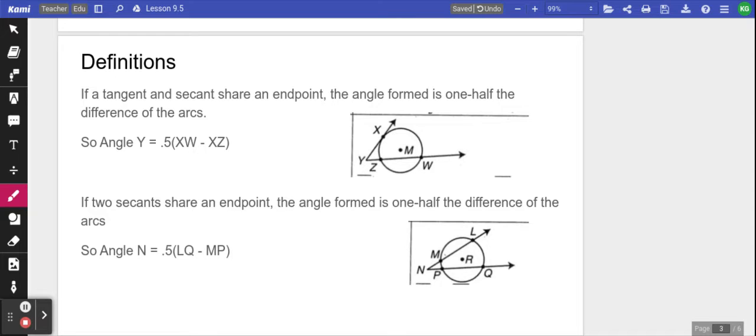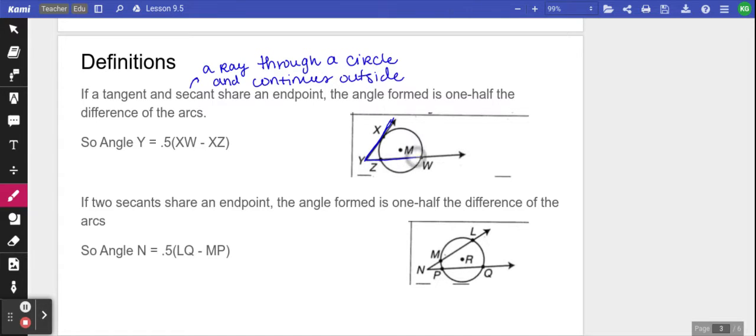If I have a tangent and a secant, so a tangent, remember, is one that touches in one spot, which we've talked about. Secant is new, so a secant is a ray through a circle and continues outside. So I have this secant here going through the circle, and it's telling me that the angle formed, which is angle Y, is half the difference again.